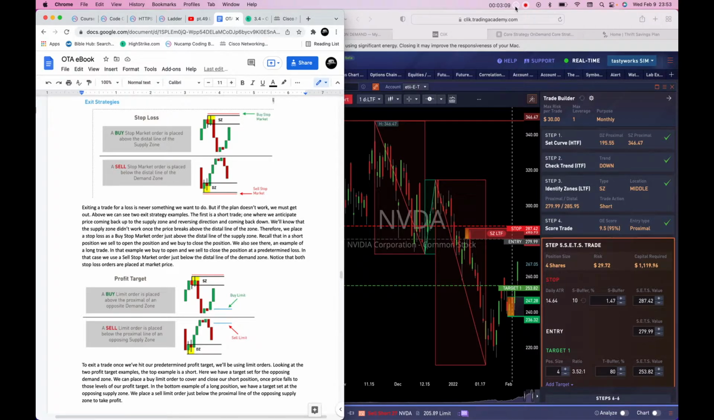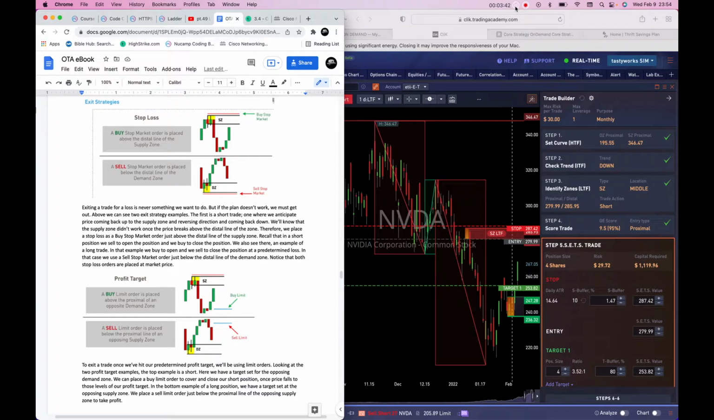To exit a trade once we've hit our predetermined profit target, we'll be using limit orders. Looking at the two profit target examples, the top example is a short. Here we have a target set for the opposing demand zone. We can place a buy limit order to cover and close our short position once price falls to those levels of our profit target.